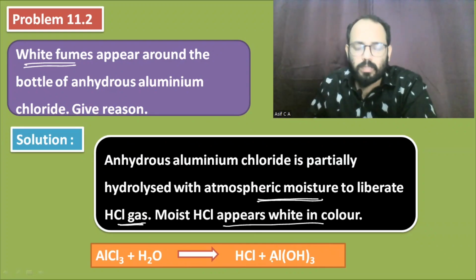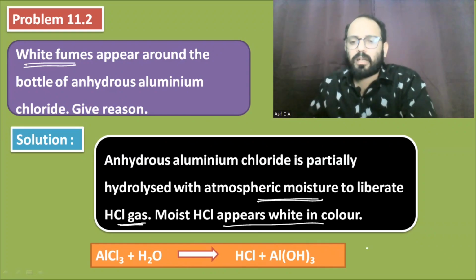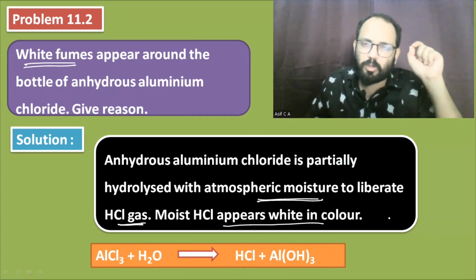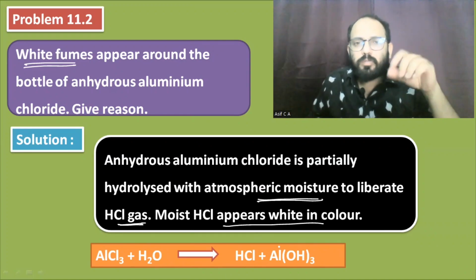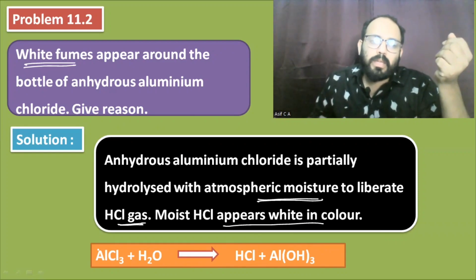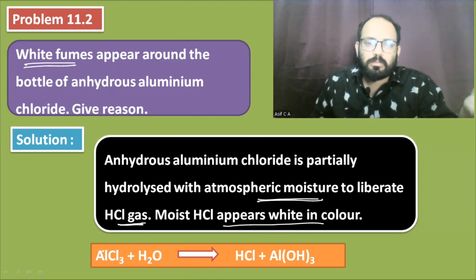This is actually a quite interesting reaction. Aluminum hydroxide is a white precipitate, and when you dissolve aluminum hydroxide in HCl, you will be getting AlCl3 as well. This is a very important reaction.